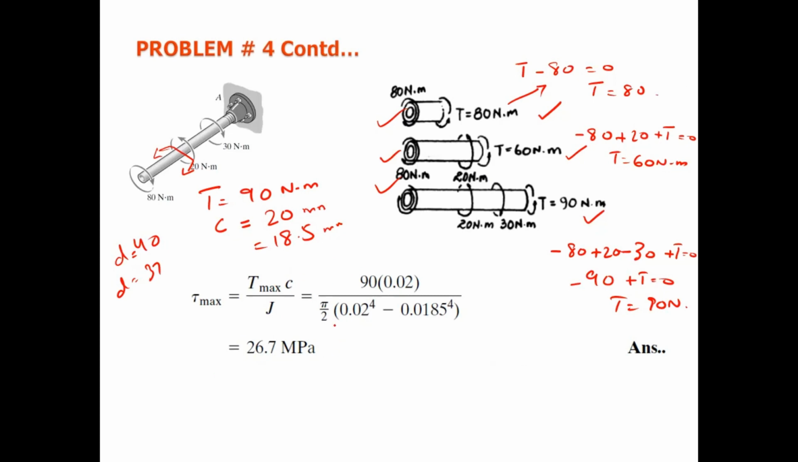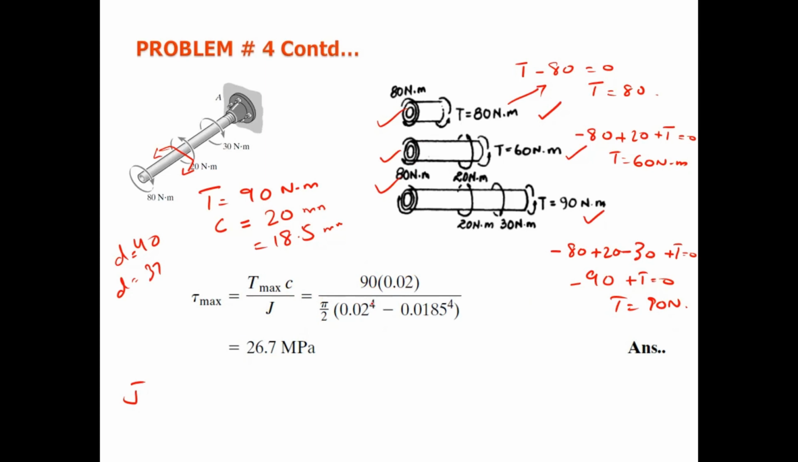And the formula of J is here, pi by 2, outer minus inner. Now they put the value in meter and divide by 1000. So 90 Newton meter. That's why they convert the unit, because 90 is in Newton meter.